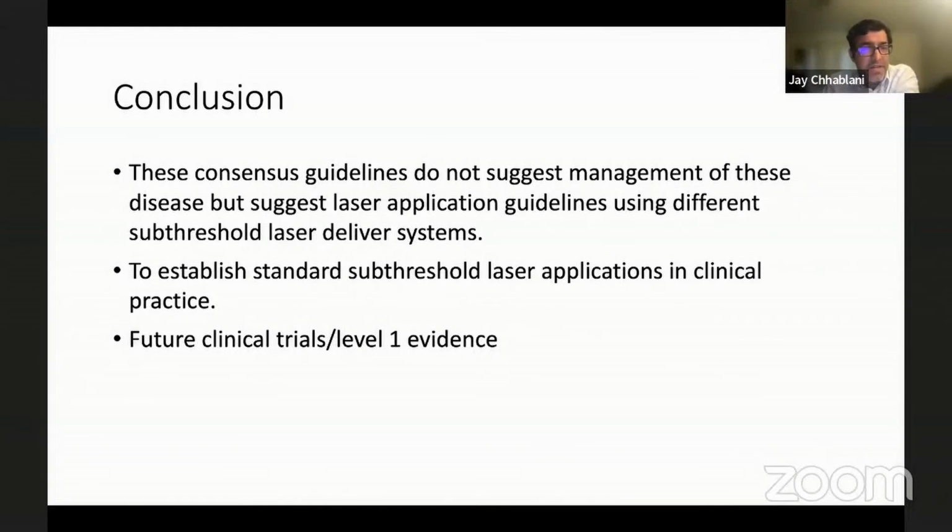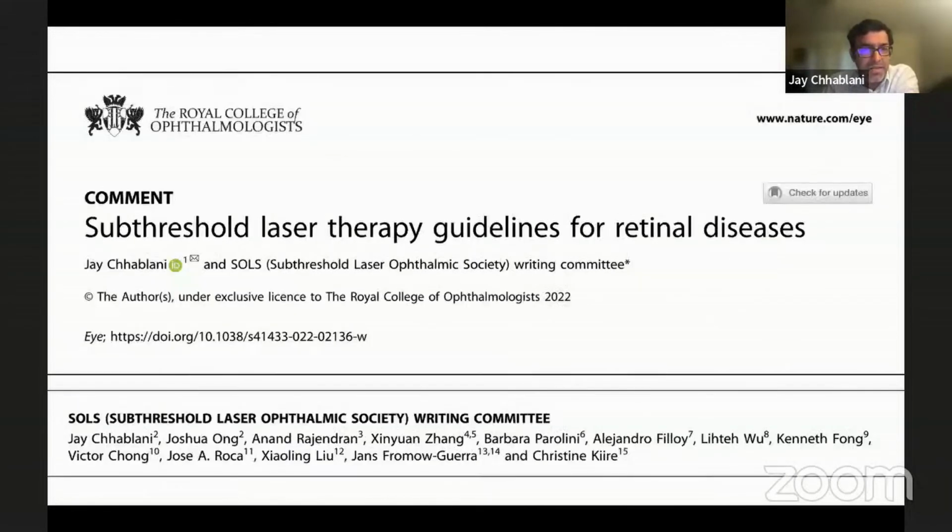The goal of these guidelines is to establish standard subthreshold laser application in clinical practice, and we hope to start various clinical trials to establish level 1 evidence for subthreshold laser in various diseases. This publication is, I believe, open access, so you all can go through it and give us your feedback and share your experience.